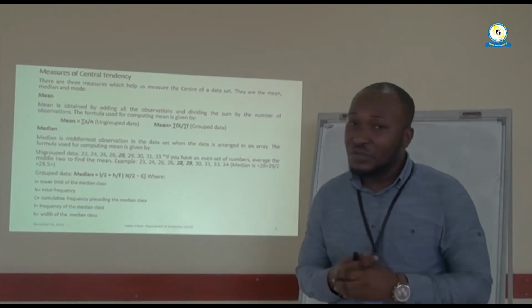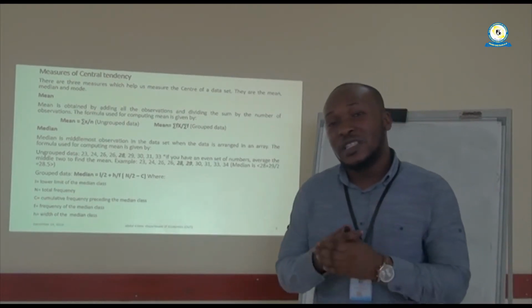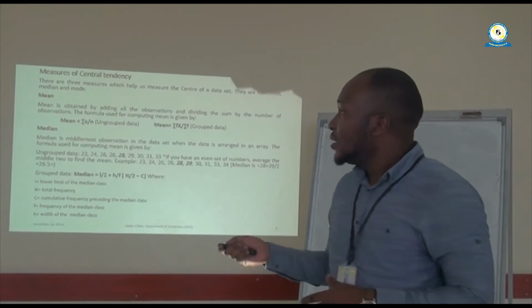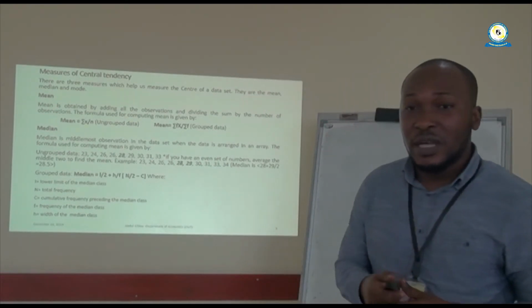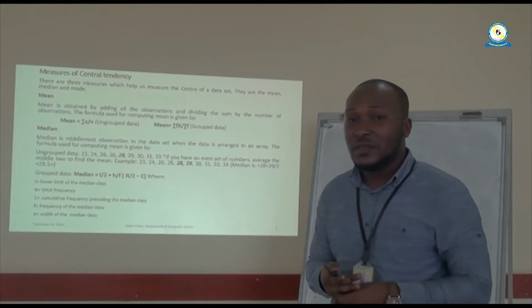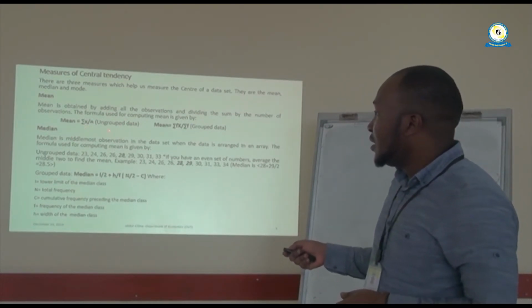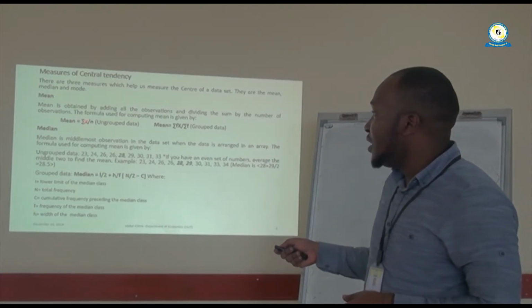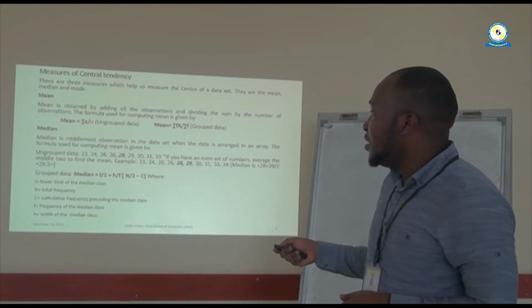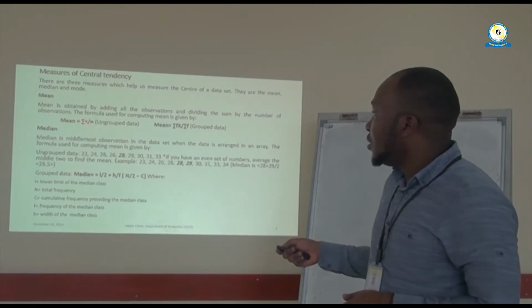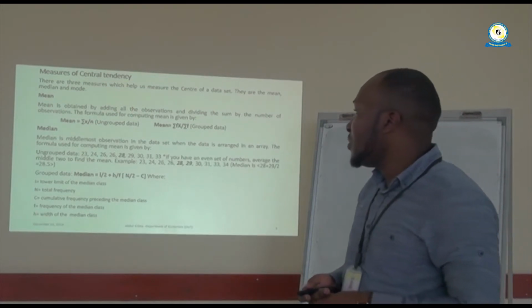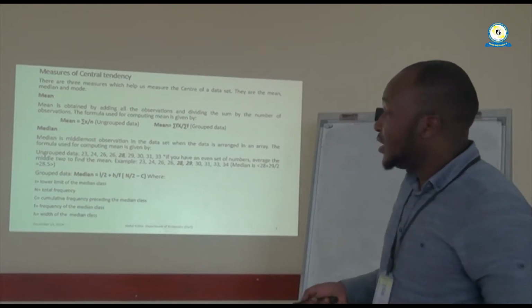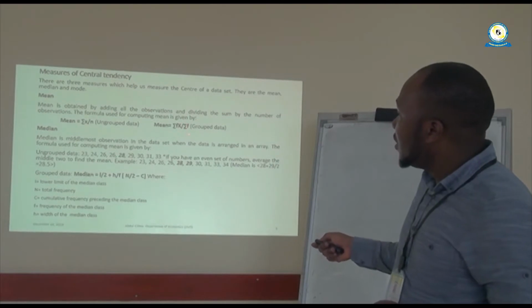What is the average age of the information that you have collected? What is the average height? Or if you have asked about something, what is the average response? Here's the formula for ungrouped data: the summation of x, the total of the observations, divided by n, the number of observations. But for grouped data, here's the formula: summation of f times x over the summation of the frequency.